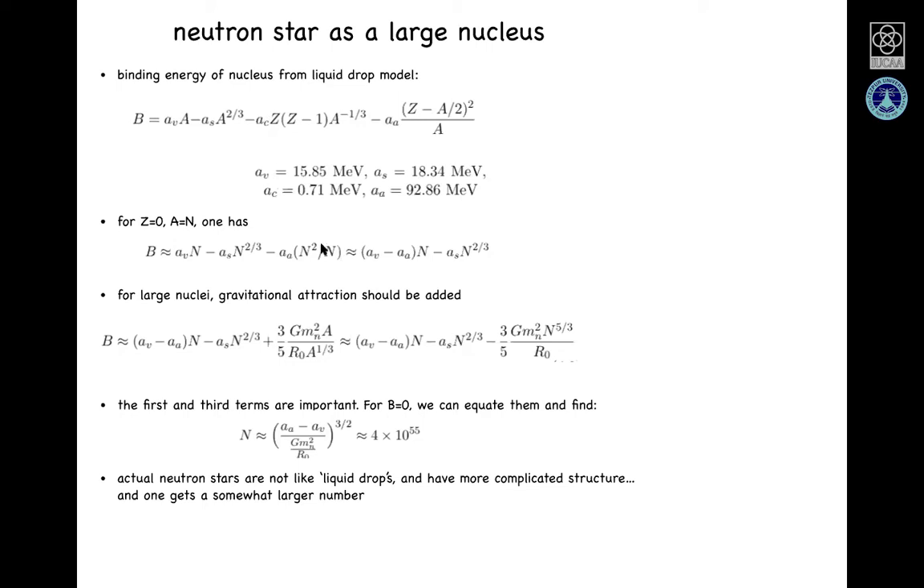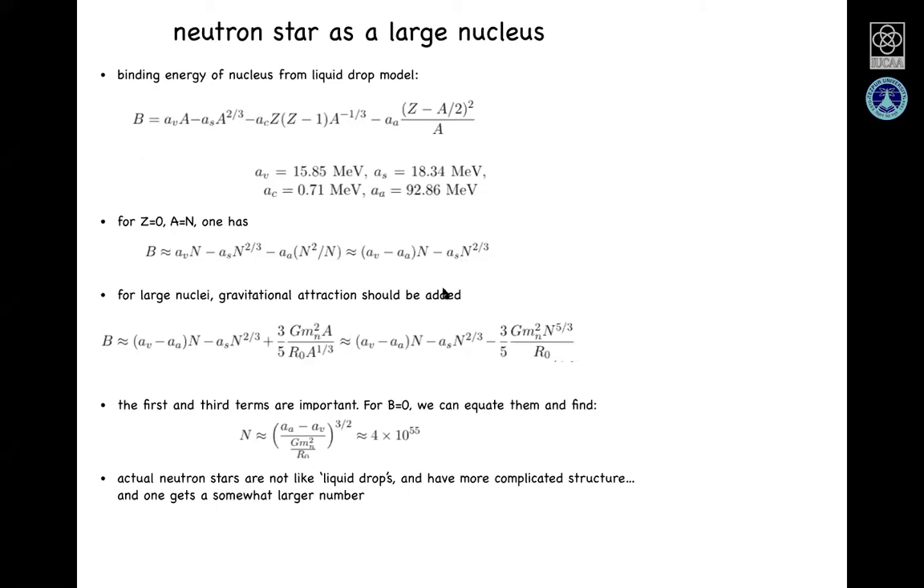Now, suppose I don't have any protons, I only have neutrons. So Z is equal to 0 and A is equal to N, where N is the total number of neutrons. Then the Coulomb repulsion term goes to 0 because there's no proton here. I only have the volume term, the surface term and the asymmetry term, which can be written like this. The first and the last term can be combined, and then there's the surface term, from the surface tension of the liquid drop, which remains like this.